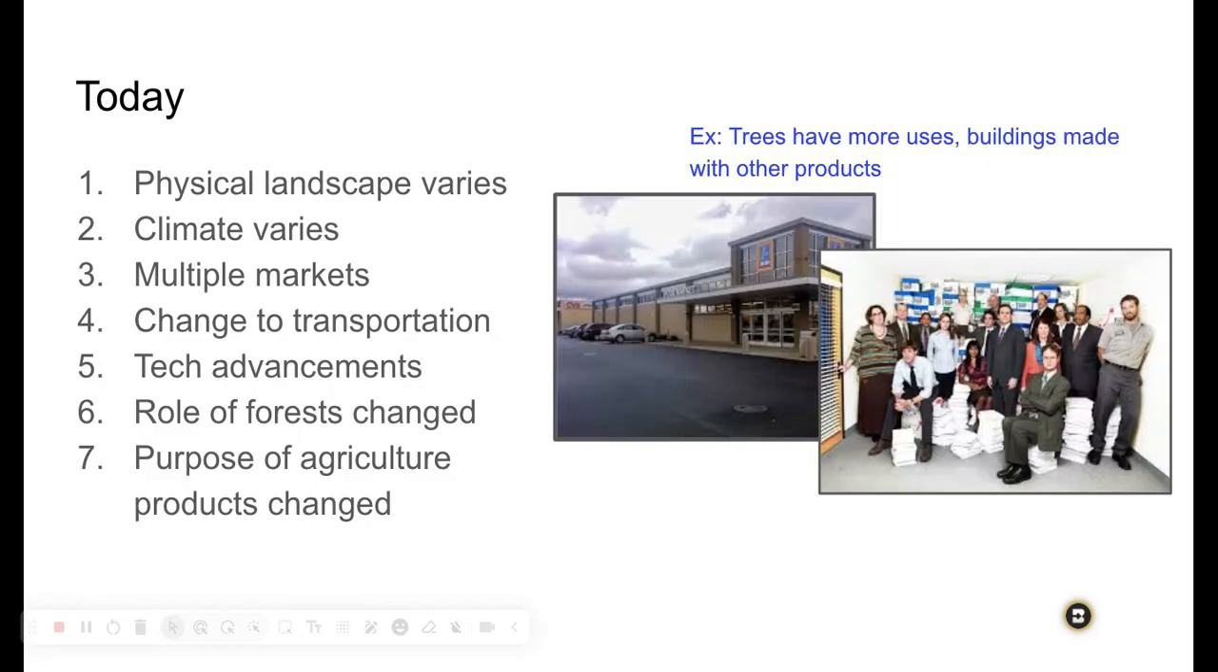I'll talk about the role of forests changing, right? Trees that were primarily used for buildings. Now, for buildings, the number one resource is concrete. And if you understand this picture here before, trees are not just used for building, they're also used for things today like paper. That's the Dunder Mifflin office, right?